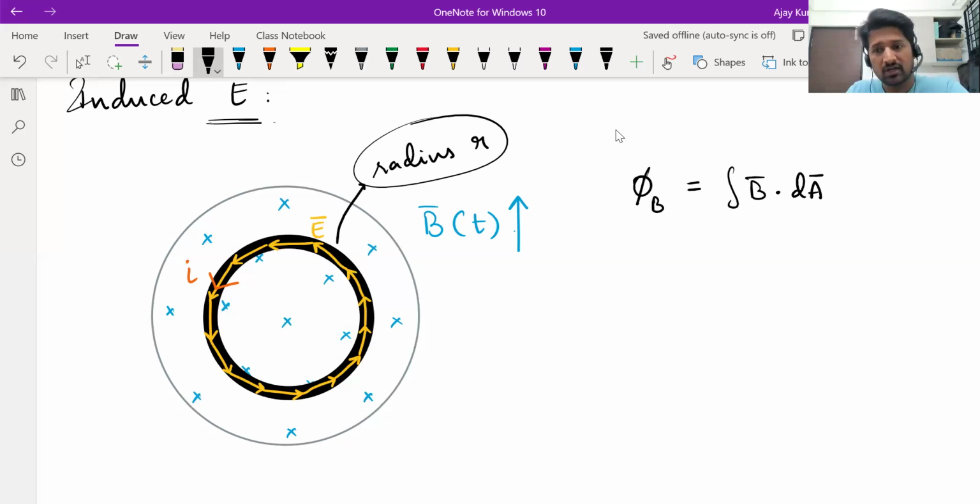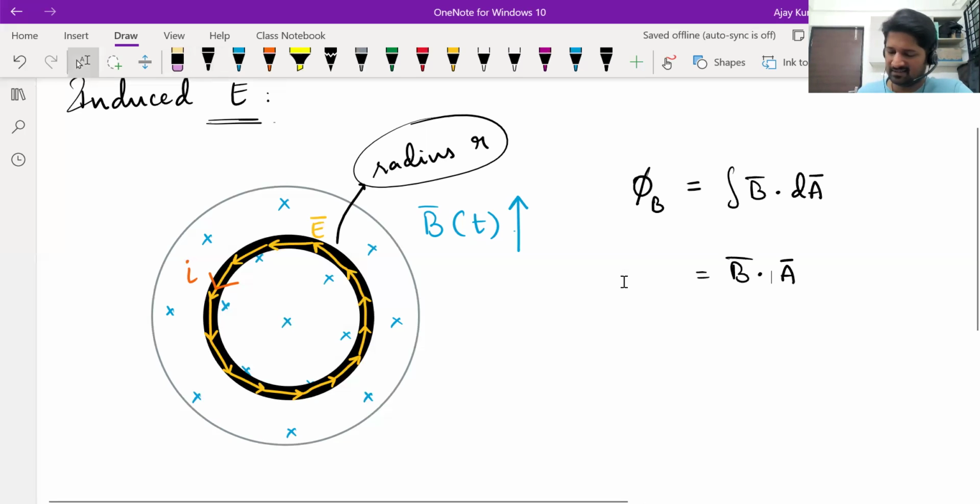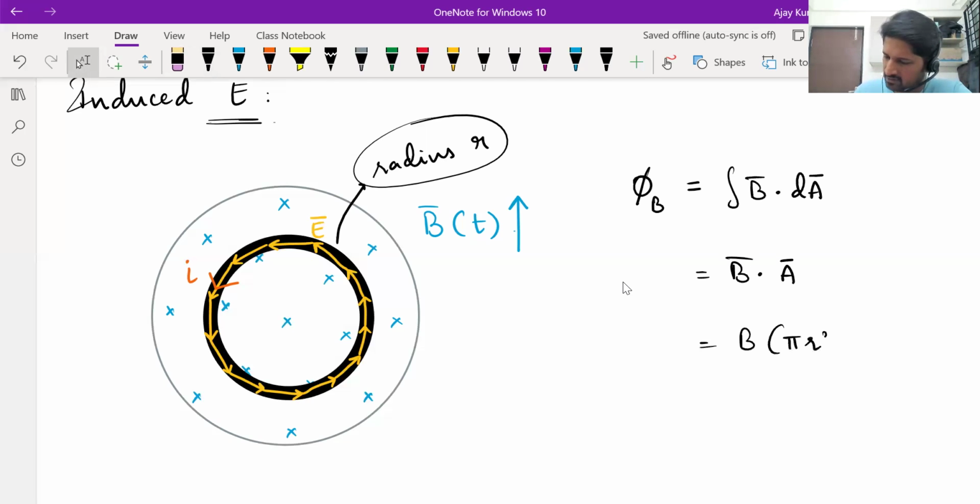Here, the field is non-constant, but it is uniform. Time to time it changes, point to point it does not change. So it's a uniform field. In case of uniform field, you will use the formula B dot A, no integral. The magnetic field is B itself. The area is pi r square because it's a circular loop. And the angle between B and A is 0. Magnetic field is perpendicular to your screen, and the loop lies in your screen, so its area vector is also perpendicular to your screen. So cos 0 is 1. The magnetic flux passing through this ring is B into pi r square.